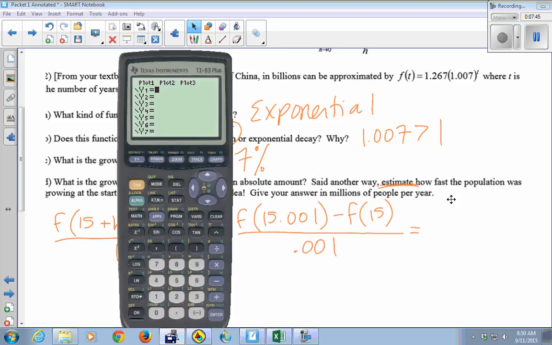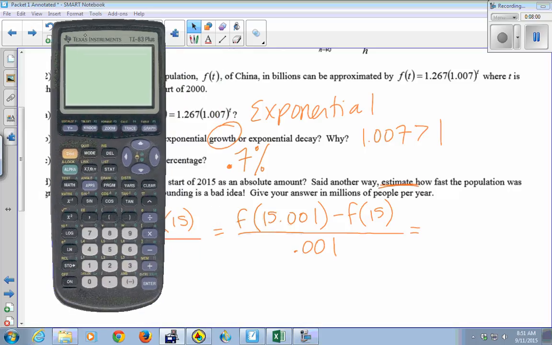Here we go. Okay, so I've got 1.267 times 1.007 to the x. Okay, so I'm going to quit out of there, set it in there. Now your calculator knows function notation, and there's a way to call up y1, and then you just put in parentheses whatever you want to plug in, just like you would write on a piece of paper. Okay? So the way you call up y1 is the vars key. It's right next to clear. Vars stands for variables. We want y variables because we want y1, so you go over to y variables.